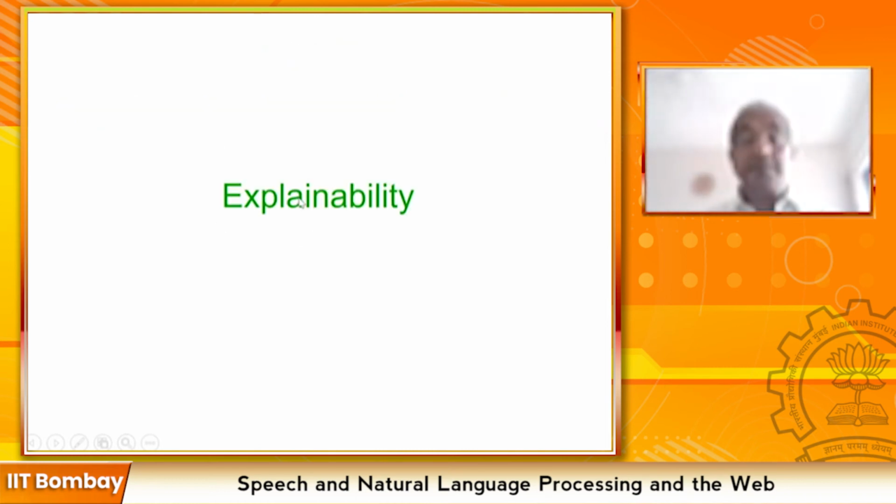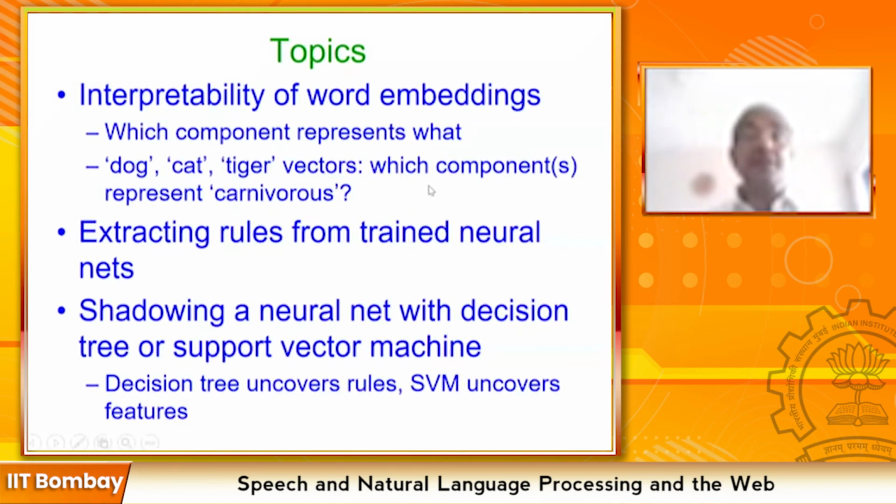Explainability has become important. We have also done quite a lot of work. In fact, one PhD is happening on explainability, where we want to understand what the neural network is doing. So from the word embeddings, you try to interpret what these components mean. A word embedding gives you, say, a three-dimensional vector of the word. For example, dog, cat, and tiger, you get these three vectors. Which components are indicating carnivorousness? Dog, cat, tiger, they are all carnivorous animals. So which component or which group of components is indicating carnivorousness? This is a very challenging problem, not yet solved.